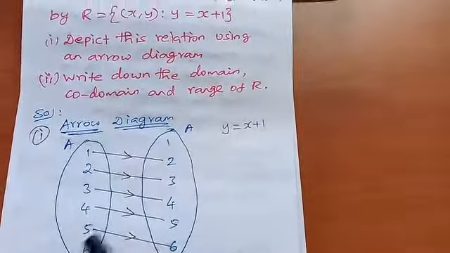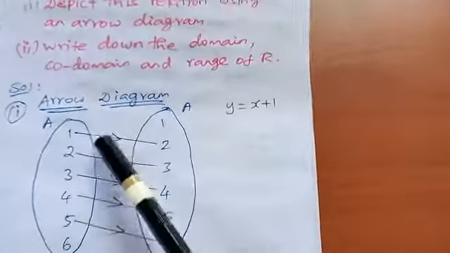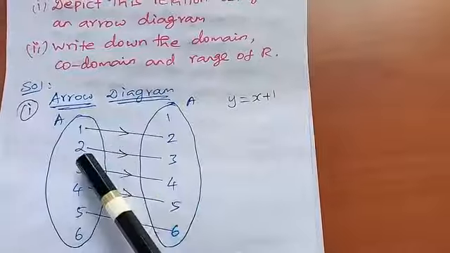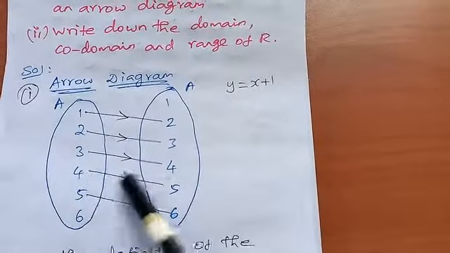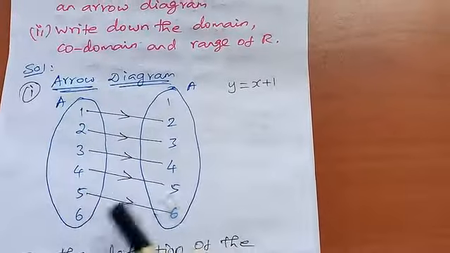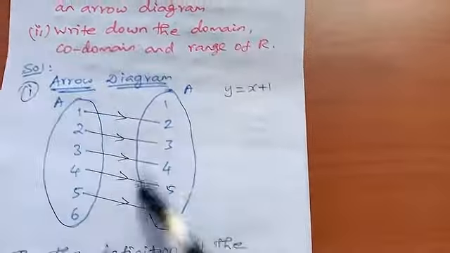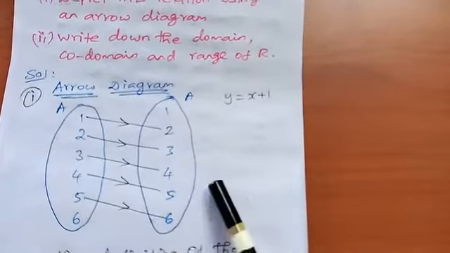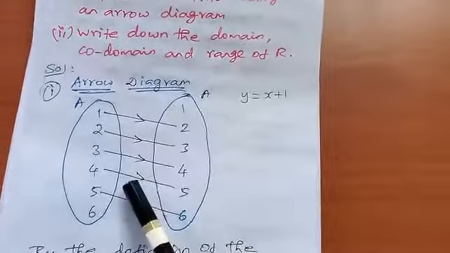From A to A, with 1, 2, 3, 4, 5, 6 on both sides. X element 1 means y element will be 2. X element 2 means y will be 3. X3 means y will be 4. X4 means y will be 5. X5 means y will be 6. For x6, y will be 7, but it is not there. So we cannot map it; we stop. Then this is the arrow diagram to represent it.